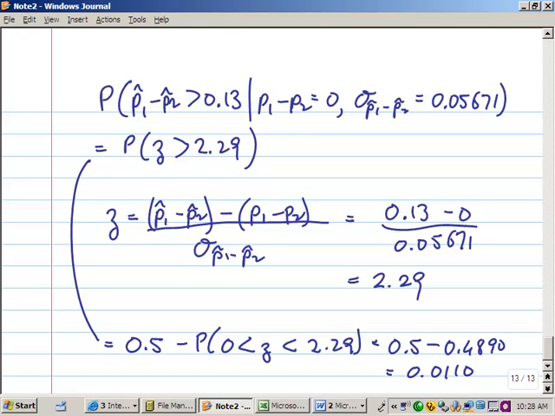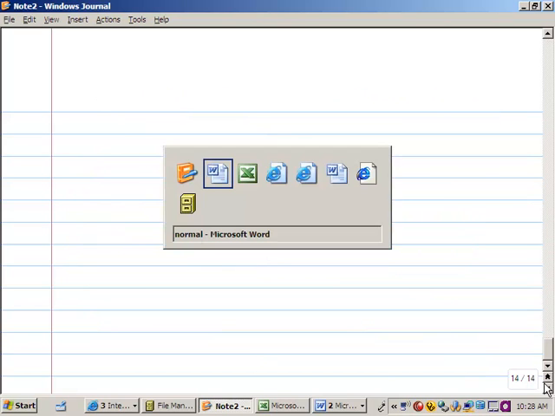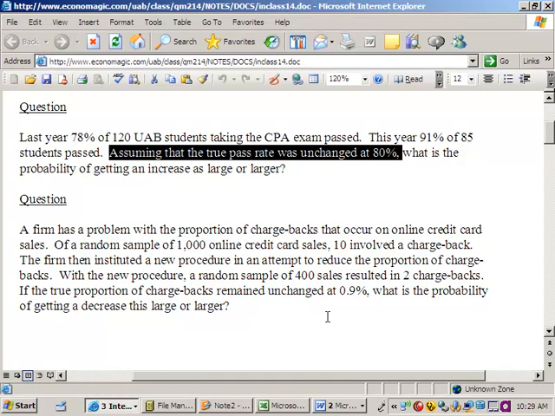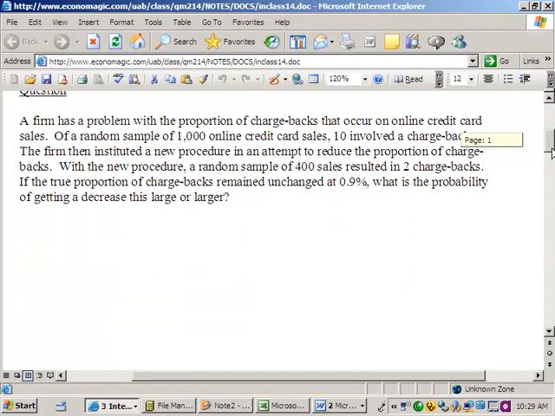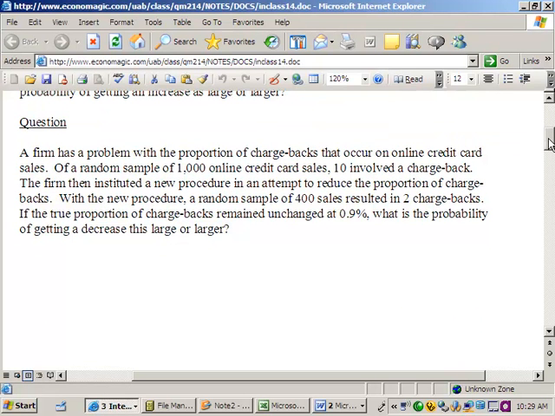Alright, so that's one of those problems. Let's look at another. The next one looks like a problem we've done before, but before we had it with one sample, this is two. A firm has a problem with the proportion of chargebacks that occur on online credit card sales.